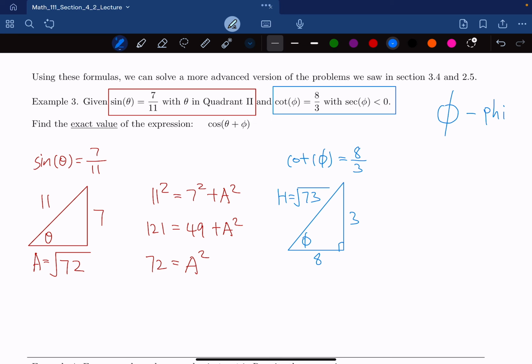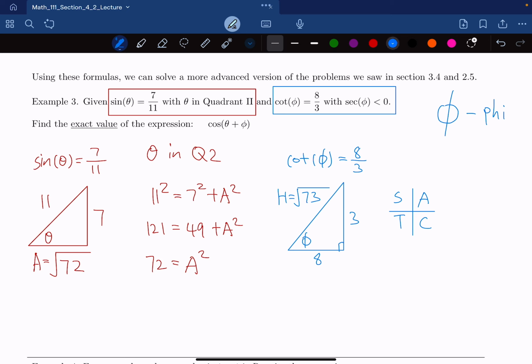Okay, I trust you can do this at this moment in time. The last thing I need here is to identify the quadrant. According to "all students take calculus," the first part we don't need to do because we're already given that theta is in quadrant 2. But for phi, we need to identify it.